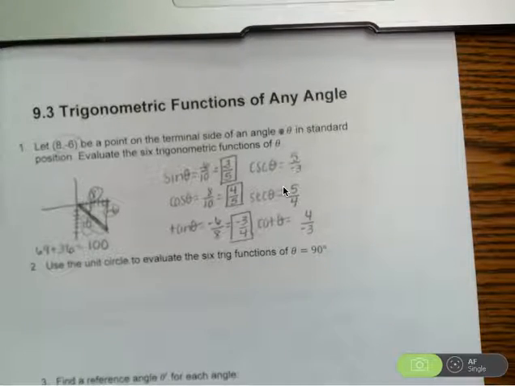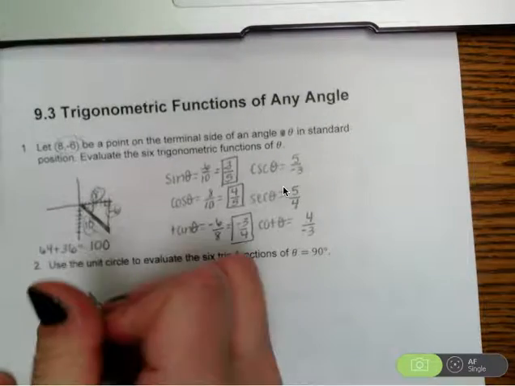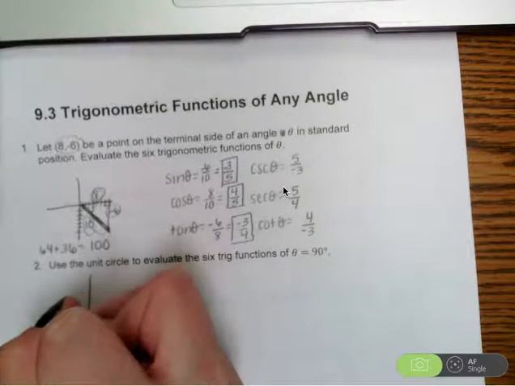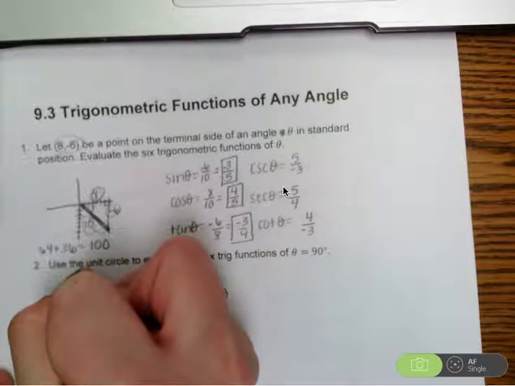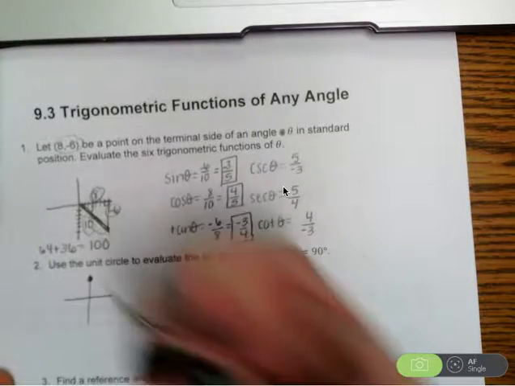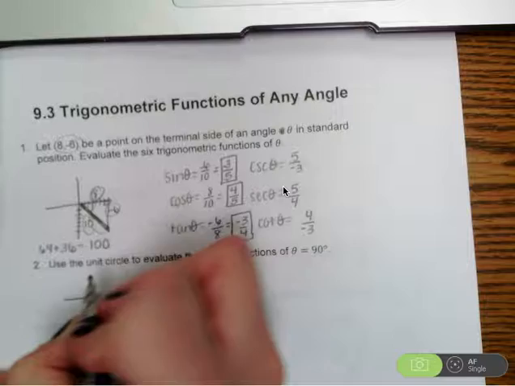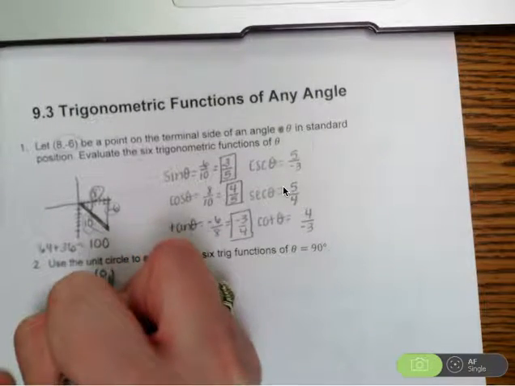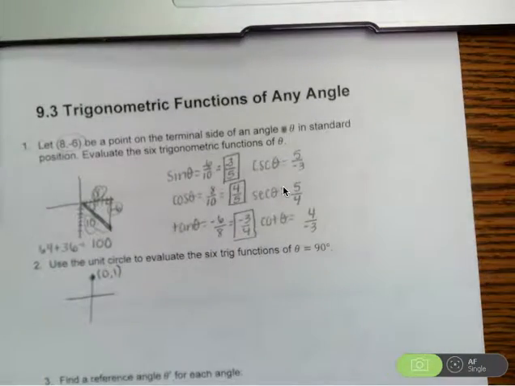Number 2, it says use the unit circle, which we put together in class, to evaluate the 6 trig functions of theta equals 90 degrees. So if we were to graph that, 90 degrees would be right here. On the unit circle, that means our radius was 1. So this would be the point on a coordinate plane (0, 1). And we're going to use the unit circle to evaluate the 6 trig functions of that.